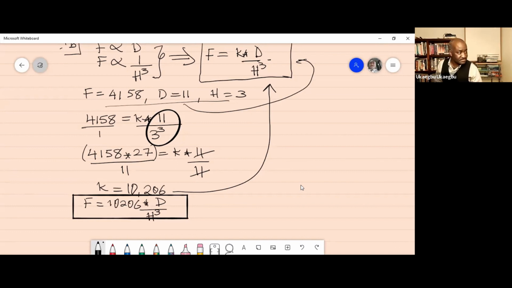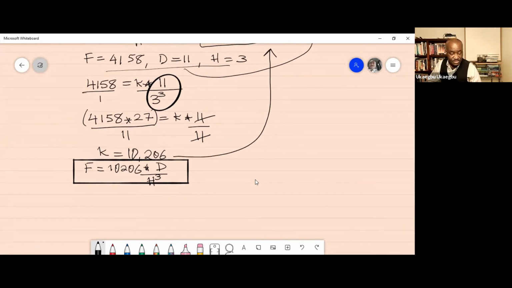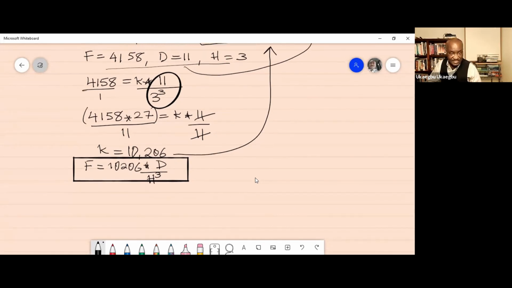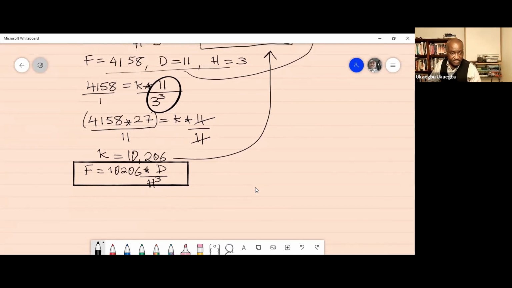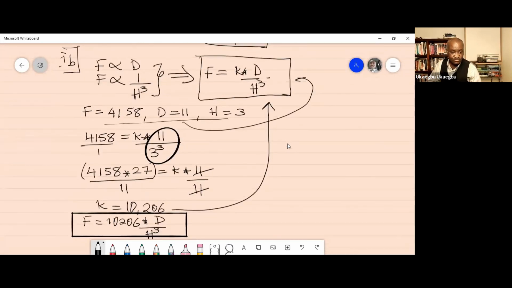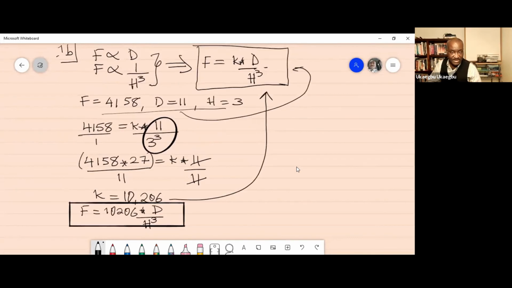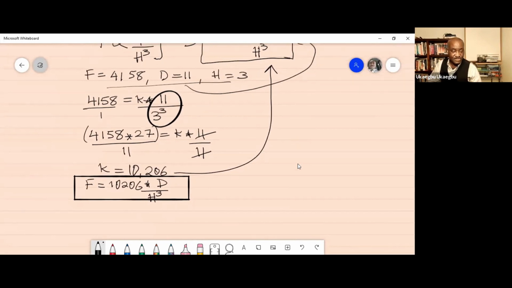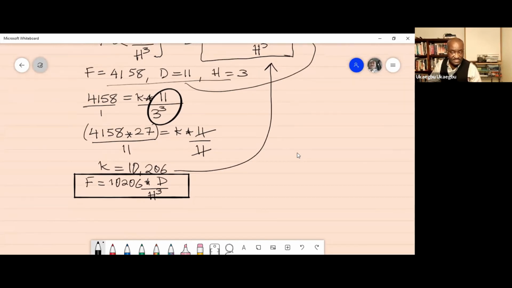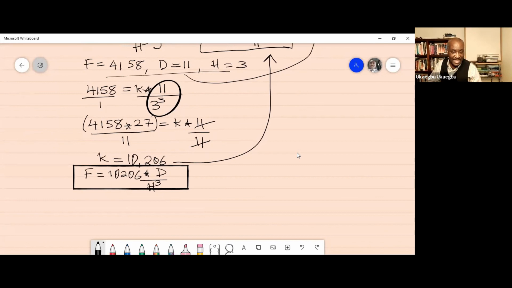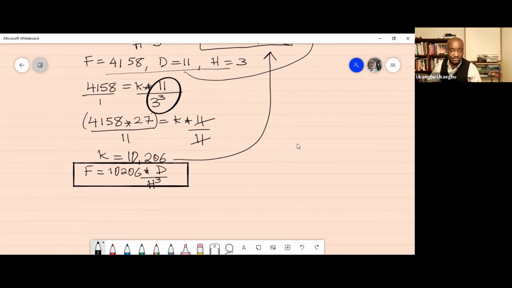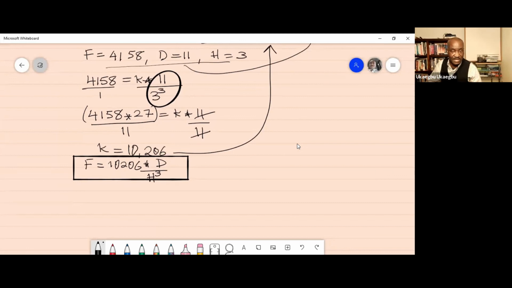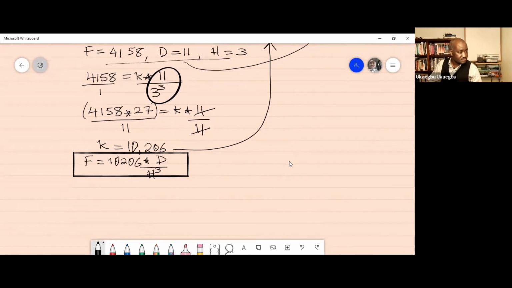Once again, this is what the scientists, the physicists, whoever is solving this type of problem, will code into their system. And then as they collect data for the force, the height and the distance, they will just enter the numbers and press enter, and it will produce the result.